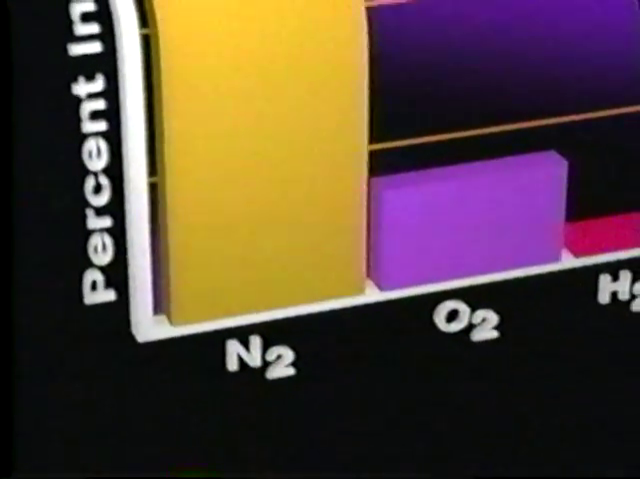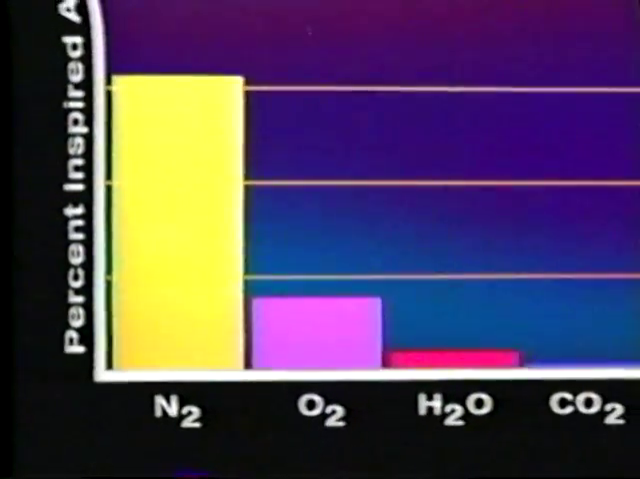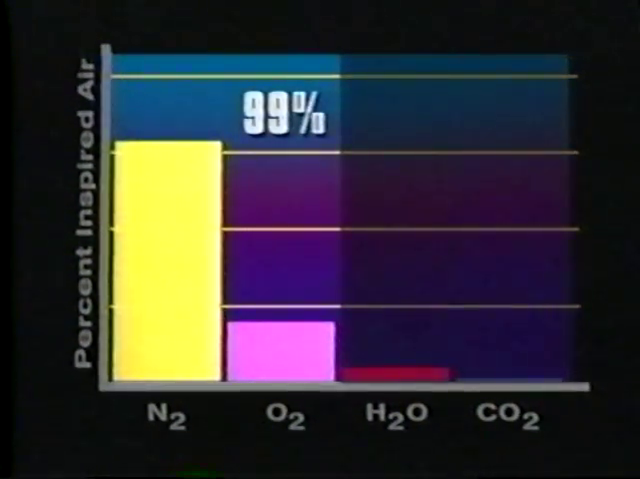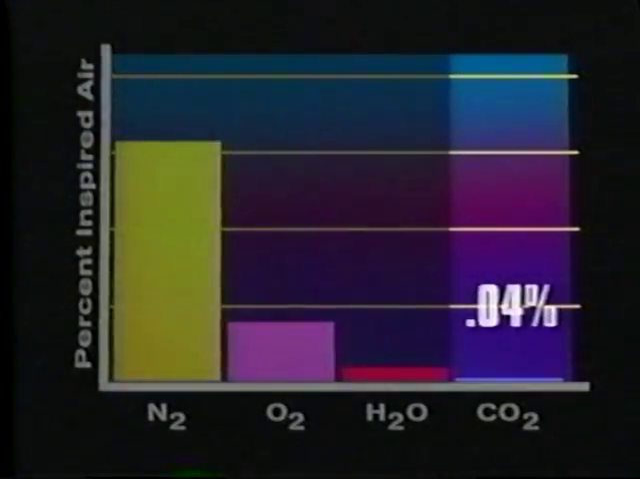But the air we breathe isn't a single gas. It's a mixture of oxygen, nitrogen, water vapor, carbon dioxide, and several other gases. This bar chart shows the percentages of various gases in the air. Nitrogen and oxygen are the most abundant. They make up more than 99% of the atmosphere. Carbon dioxide constitutes only 0.04%.